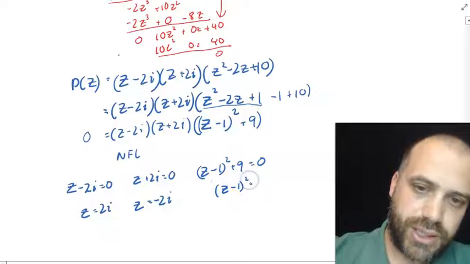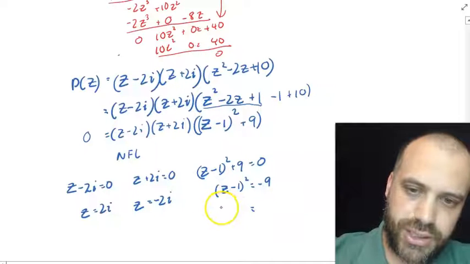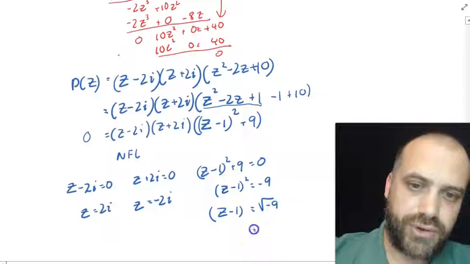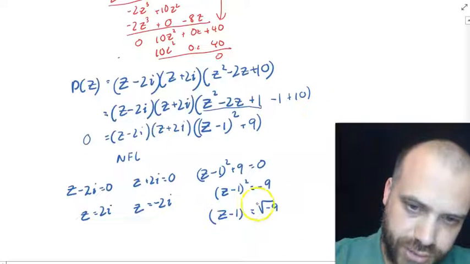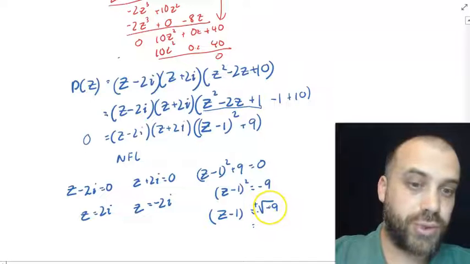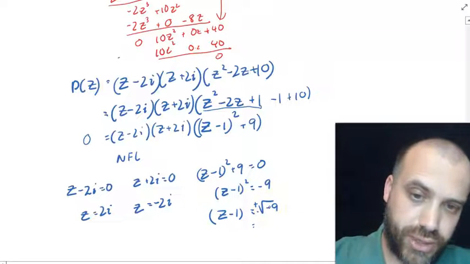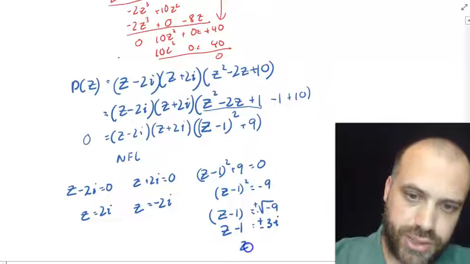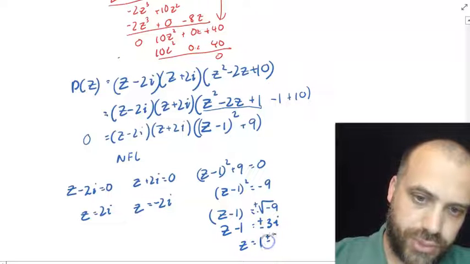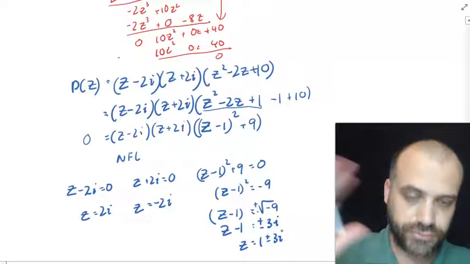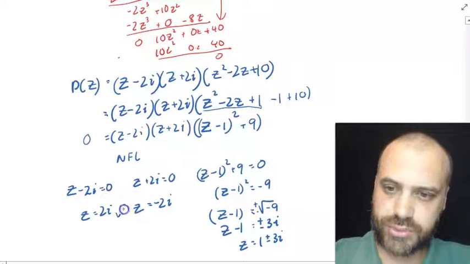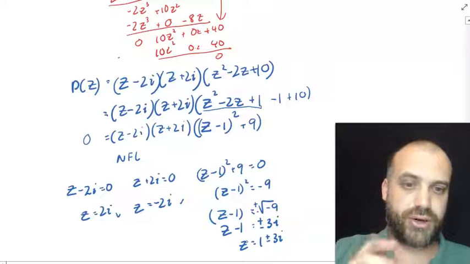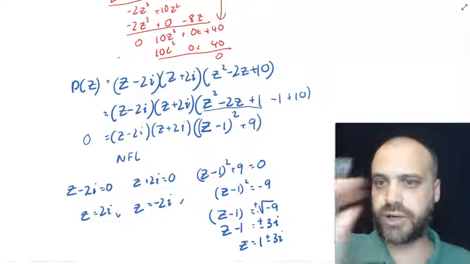z minus 1 squared equals negative 9, so z minus 1 is the square root of negative 9, plus or minus, obviously. Now the square root of negative 9 is 3i, so plus or minus 3i. So z is equal to 1 plus or minus 3i. I'm finished. I have 4 solutions: z equals 2i, z equals negative 2i, z equals 1 plus or minus 3i. I have 4 solutions.